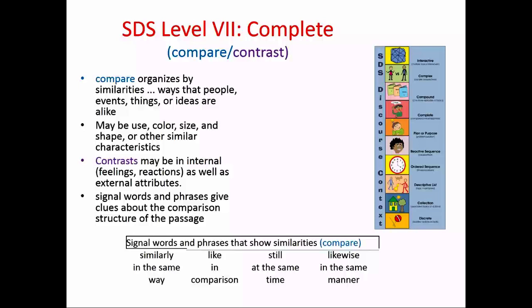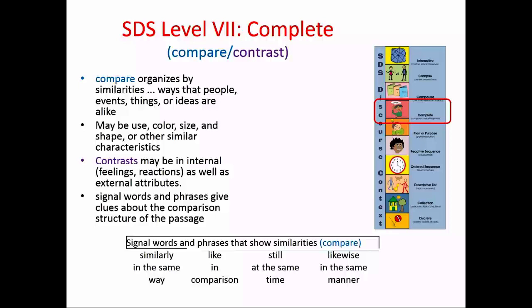And then finally, the complete structure is going to be compare and contrast. So it compares by similarities, the way that people, events, or things are alike. You may have physical comparisons like color, size, and shape, or it can be use, actions, or other similar characteristics. The contrast may be internal, like feelings or reactions, as well as some of these same external characteristics.